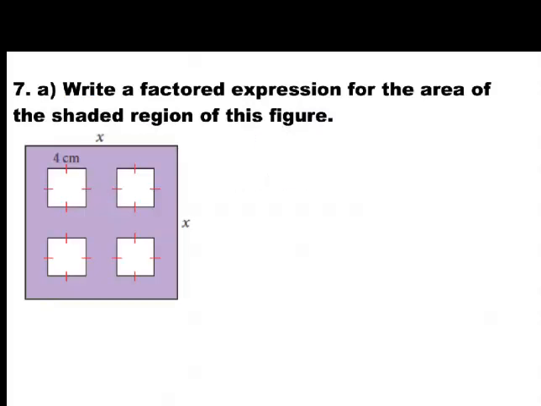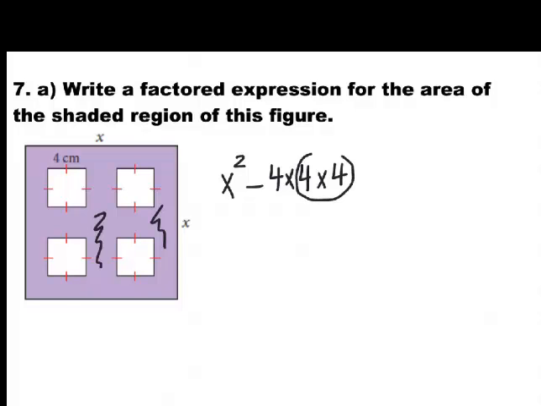The next problem says write the factored expression for the area of the shaded region of this figure. To find the area of this shaded region, I will find the area of the big rectangle, which is x squared, x times x, and I subtract the area of these 4 squares. Each square has area 4 times 4, but there are 4 of them, so it's going to be 4 times 4 times 4.